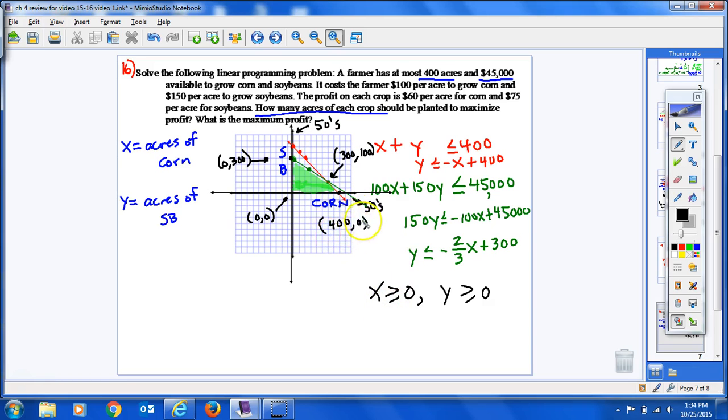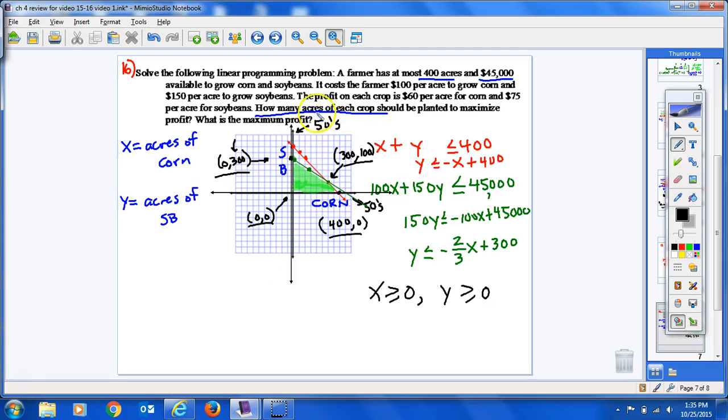Now these represent a combination of crops. For example, this combination would say no corn acreage and 300 soybean. This is neither of either. This vertex would represent 400 acres of corn and no acreage of soybeans. And this one says 300 of corn and 100 of soybeans. Okay? All right, we've taken care of the feasible region.